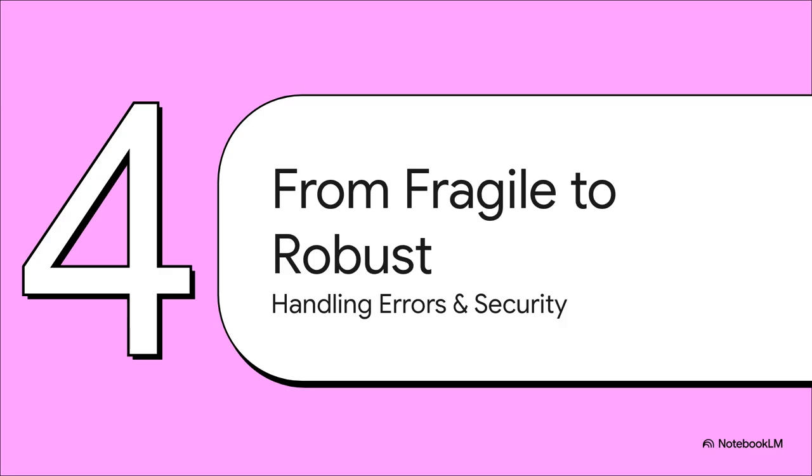Okay, so our app works, and the code isn't a total disaster anymore. That's progress, but it's still fragile. You know, if anything unexpected happens, the whole thing just breaks. So now, we've got to make it robust. We need to handle errors gracefully and add some security.